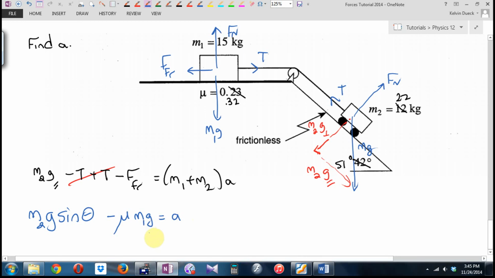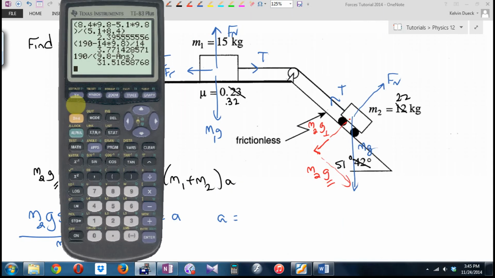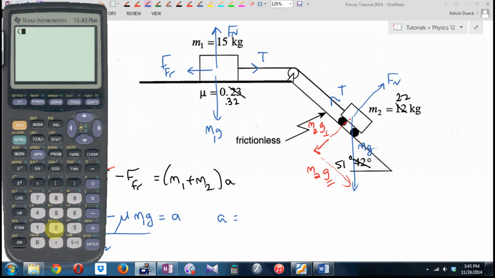Equals, Grayson, do you mind? Can I divide by both masses here to get the A by itself? Could we go from there? Sure. In case you want to try this at home, the answer is going to be really quickly, Mr. Dueck. How about you do that without covering up everything? M2, 9.8 times sine 51 minus mu 0.32 times 15 times 9.8, close bracket, divided by bracket 22 plus 15 is 37, right? I hope. 3.26.